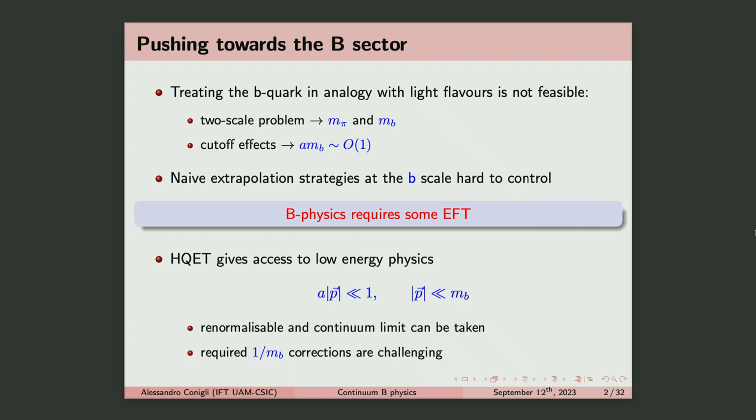And in this particular project, our effective field theory of choice is the heavy quark effective theory, which basically gives us access to low energy physics, provided that the energy scale involved satisfies some constraint. And HQET is a very interesting theory because it is a renormalizable theory, and the continuum limit can be taken. However, the required 1 over m_b corrections are very challenging to determine.